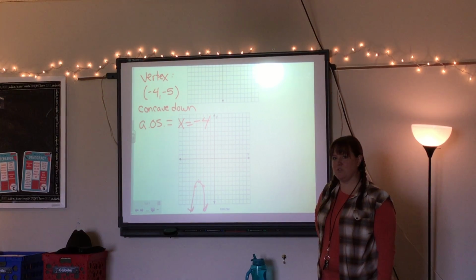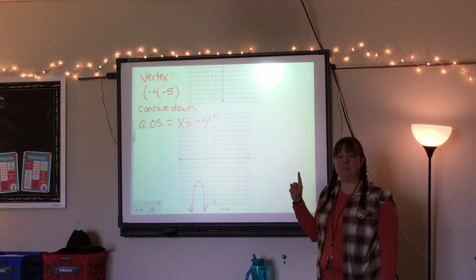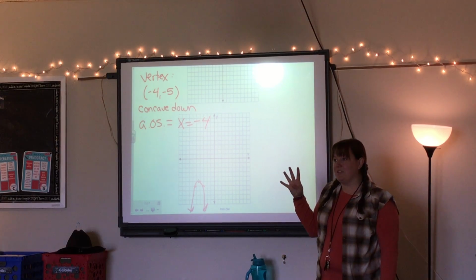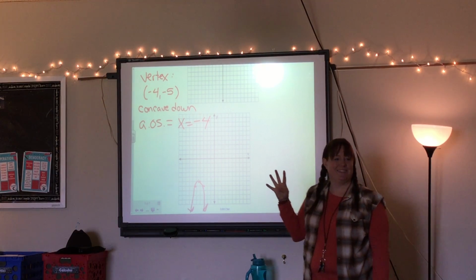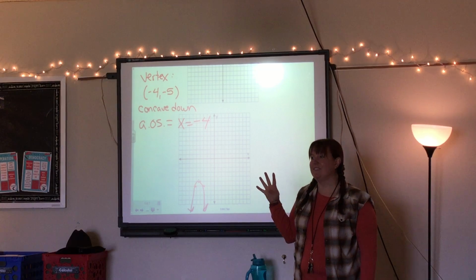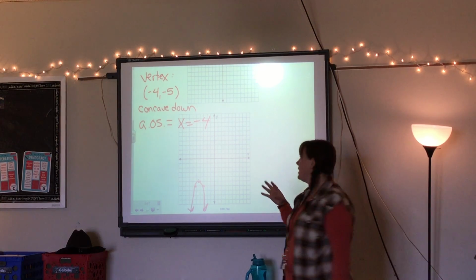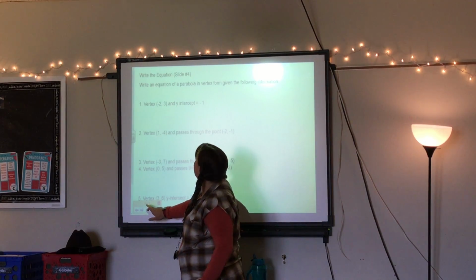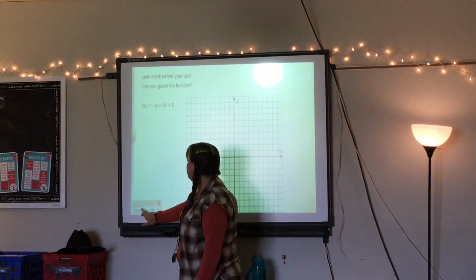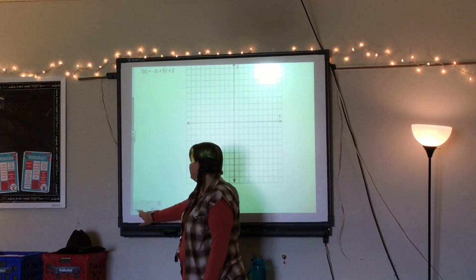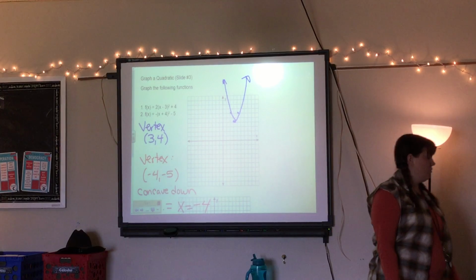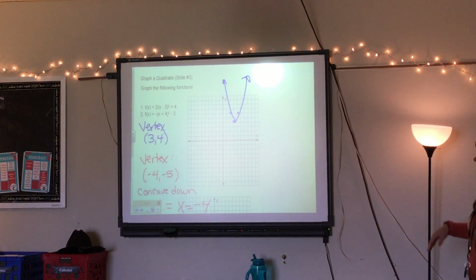How do you guys feel about vertex form? Give me a 1 to 4. 1 means I don't have any idea what you just said. 4 means I could teach it. I'm going to try a 2.5. Okay, 2.5 to a 3. Good. We're going to practice vertex form some more tomorrow. We have a couple more on here that we'll practice writing the equations for, and then we probably won't quiz on this until next week sometime.